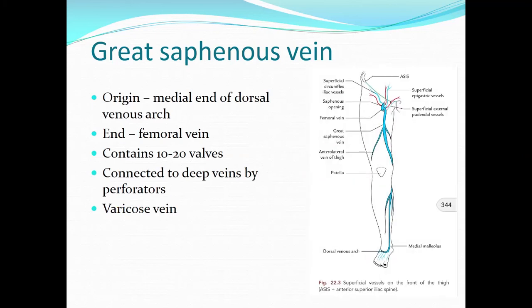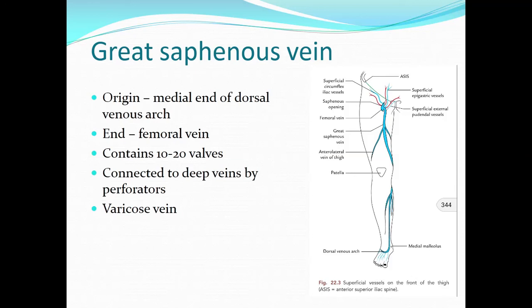So this is the diagram showing great saphenous vein. It starts from the medial end of dorsal venous arch, which is present over the dorsum of the foot. Then it runs upwards anterior to the medial malleolus. Then it runs in the leg, medial side of the leg. Then just below the knee it turns backwards and goes to the posterior side. Then above the knee joint it again comes anteriorly and runs upwards and ultimately pierces cribriform fascia present over the saphenous opening, and terminates into femoral vein.